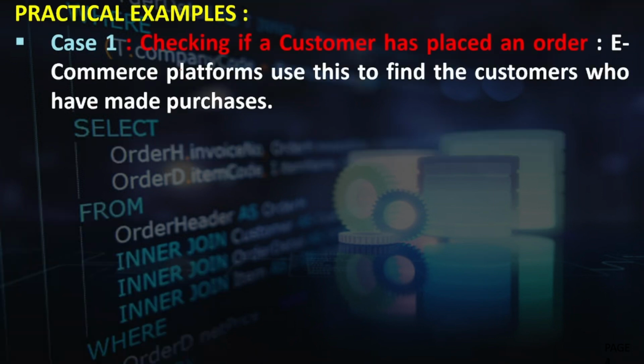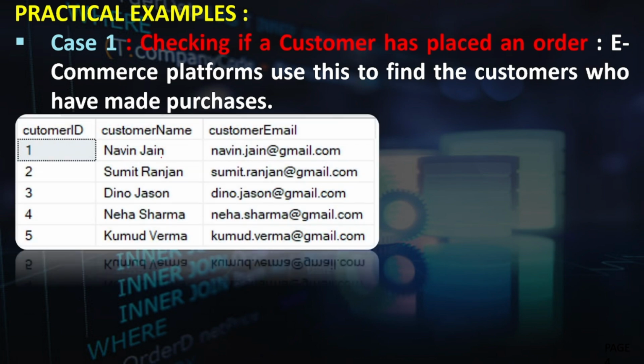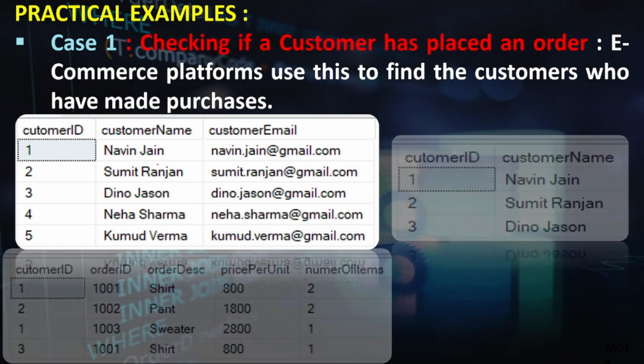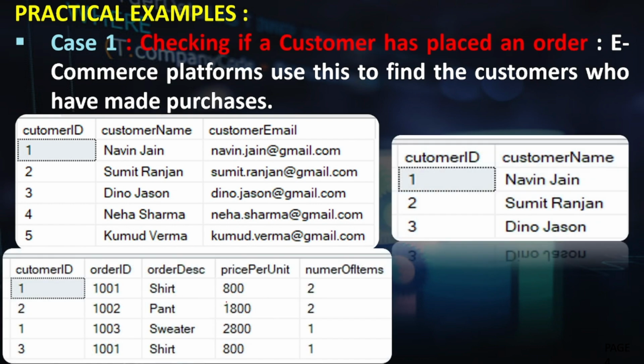Number 1 is checking if the customer has placed an order. Any e-commerce platform uses this to find the customers who have made purchases. This is the example: this is the customer table, and this is an order table, and if we apply exists, it returns this record.